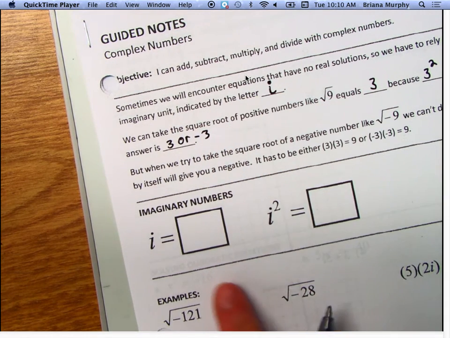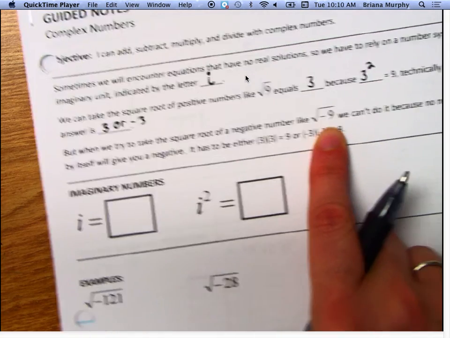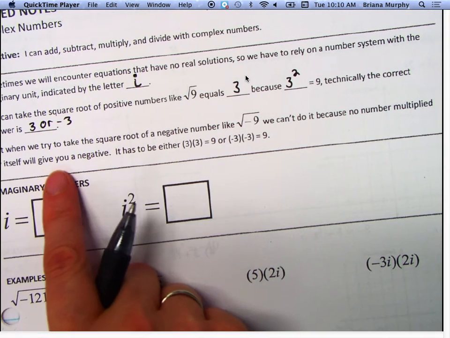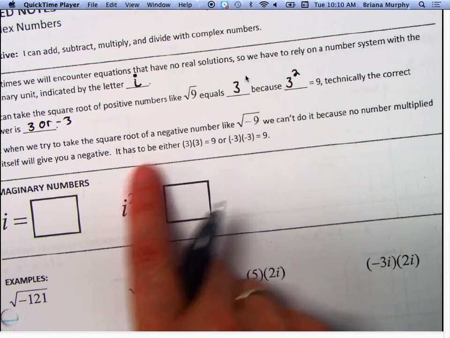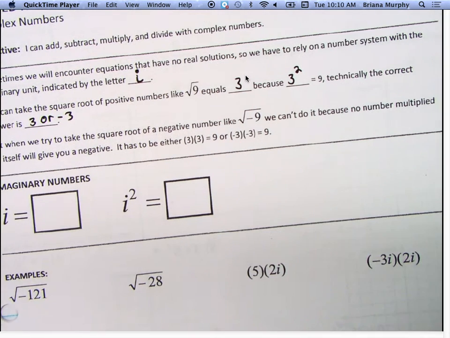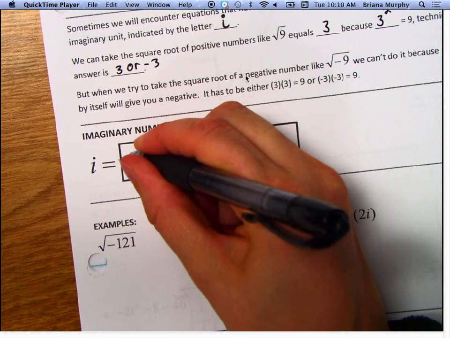But when we try to find the square root of a negative number, like the square root of negative 9, we can't do it because no number multiplied by itself gives you a negative. It has to be 3 times 3 is 9, or negative 3 times negative 3 is 9. So we're going to talk about a whole group of numbers that we call imaginary because they're all negative square roots. Okay? You guys with me so far? All right. So i stands for the square root of negative 1.